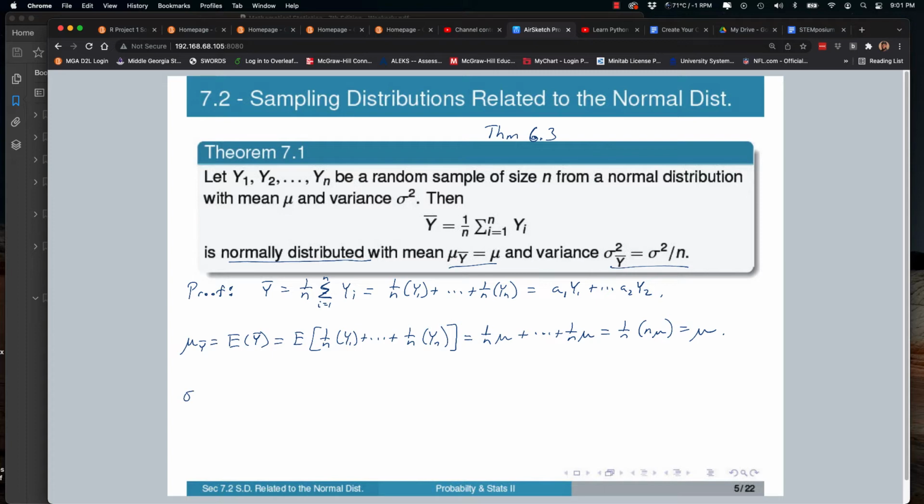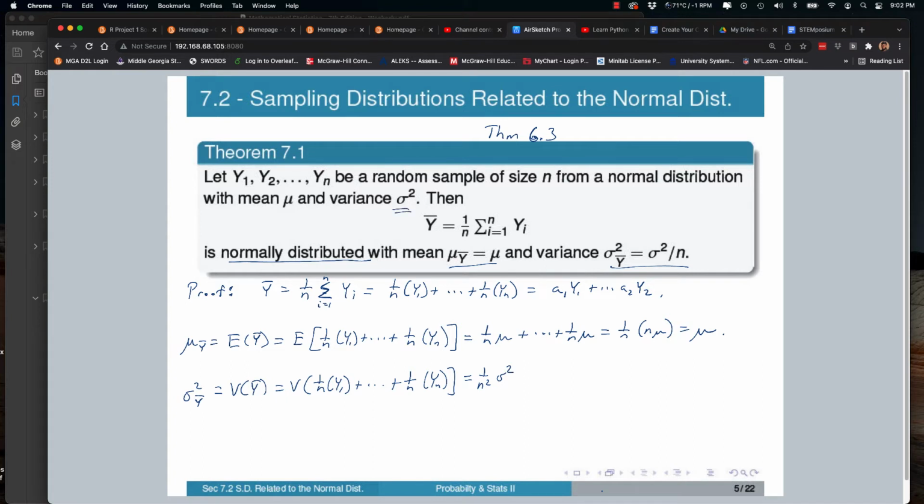Similarly with the variance, sigma squared sub y bar is the variance of y bar, which equals the variance of 1 over n times y sub 1 plus dot dot dot plus 1 over n times y sub n. So all the y sub i terms are multiplied by 1 over n. And the variance rule we saw back in chapter 5 says if we pull a constant out, we square it. So we get 1 over n squared times the variance of y sub i, which will be just sigma squared. They also told us that up here as well.